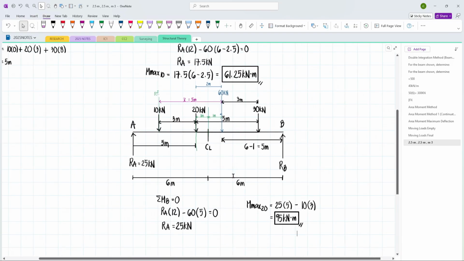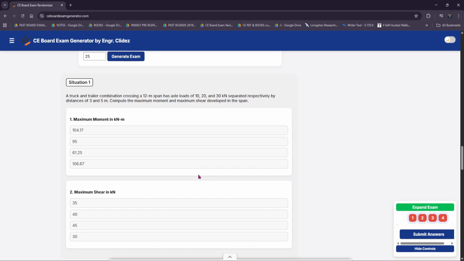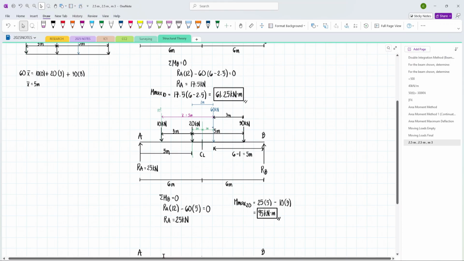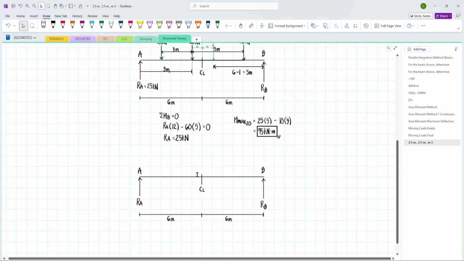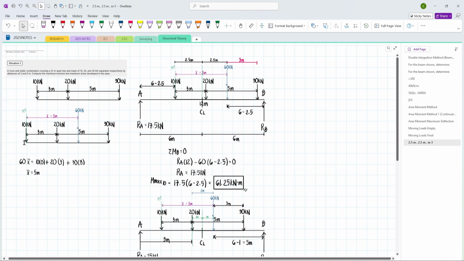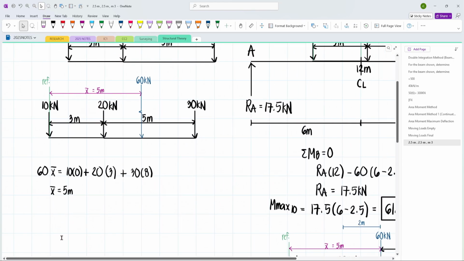So, finally, to verify our answer, since there are choices 106.67 and 104.17, naturally one of these might be the answer if we solve the maximum moment under the 30 kN load. But we don't really know what the maximum is, so we cannot assume just by using the choices. We will really solve it.